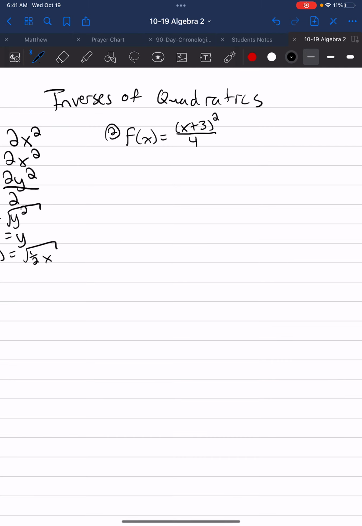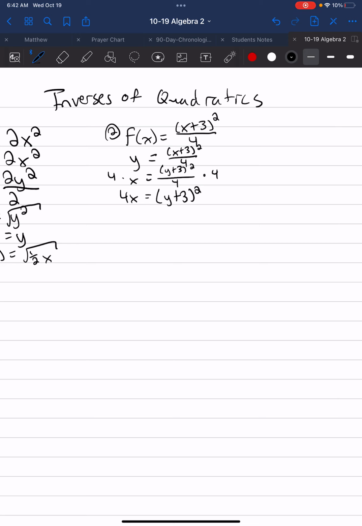So let's look at this. First steps are always the same. Just rewriting the variables. Okay, now, once again, you're just doing algebra, right? I have to multiply on both sides by 4 to get the y by itself. So 4x equals y plus 3 squared.